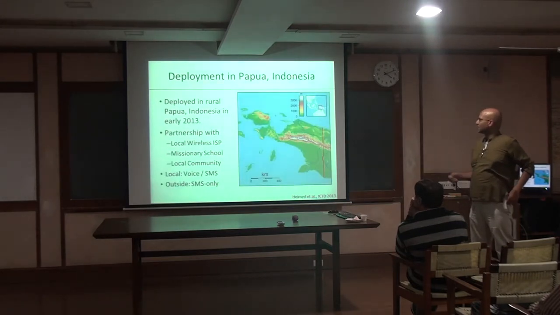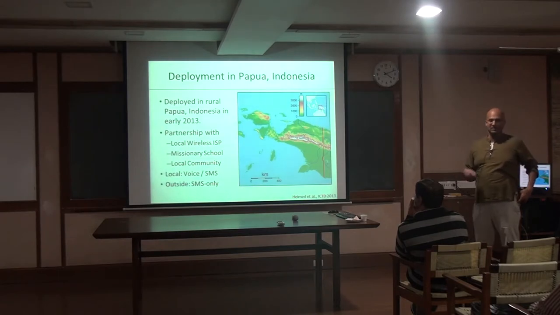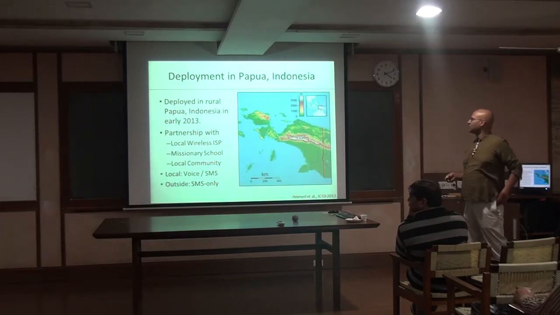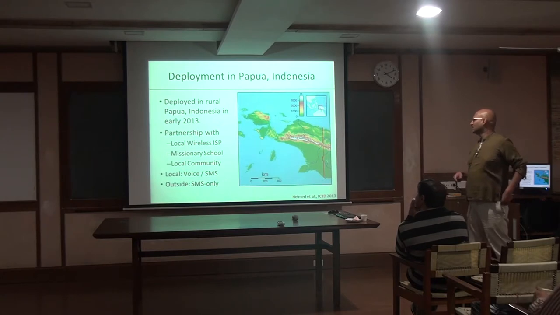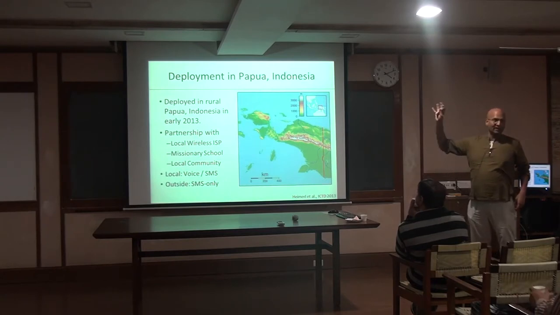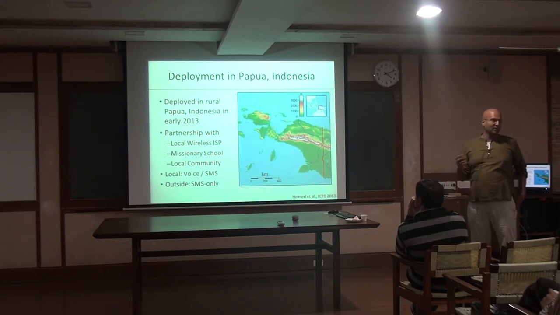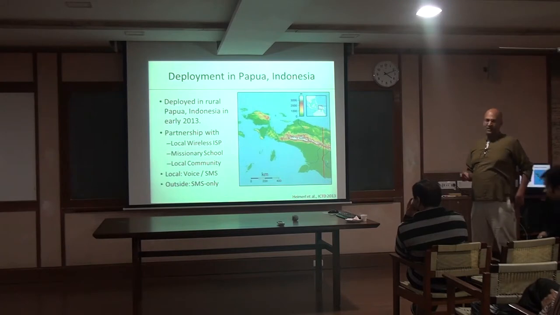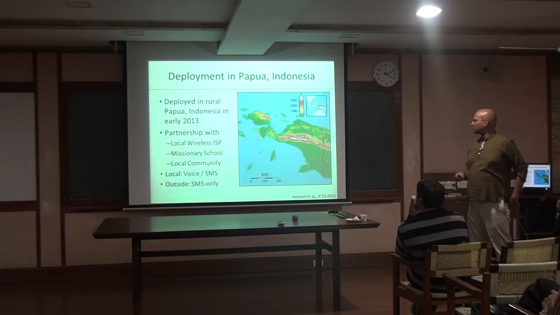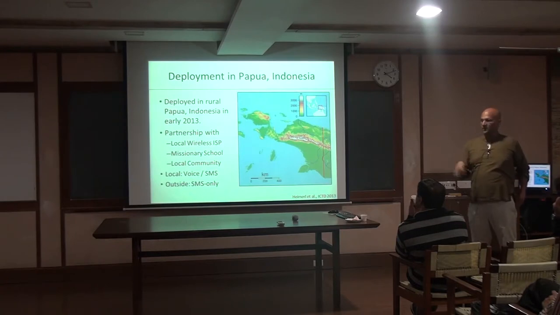So this particular technology is now deployed in several locations, but our first deployment was in a remote part of Papua, an island in Indonesia, way up in the mountains. And here this was a partnership between a local wireless internet service provider that was providing essentially VSAT connectivity to this village, missionary school, and the local community. And we're providing voice and SMS services locally within the network, and then outside, between the network and the rest of the world, we're providing SMS only.